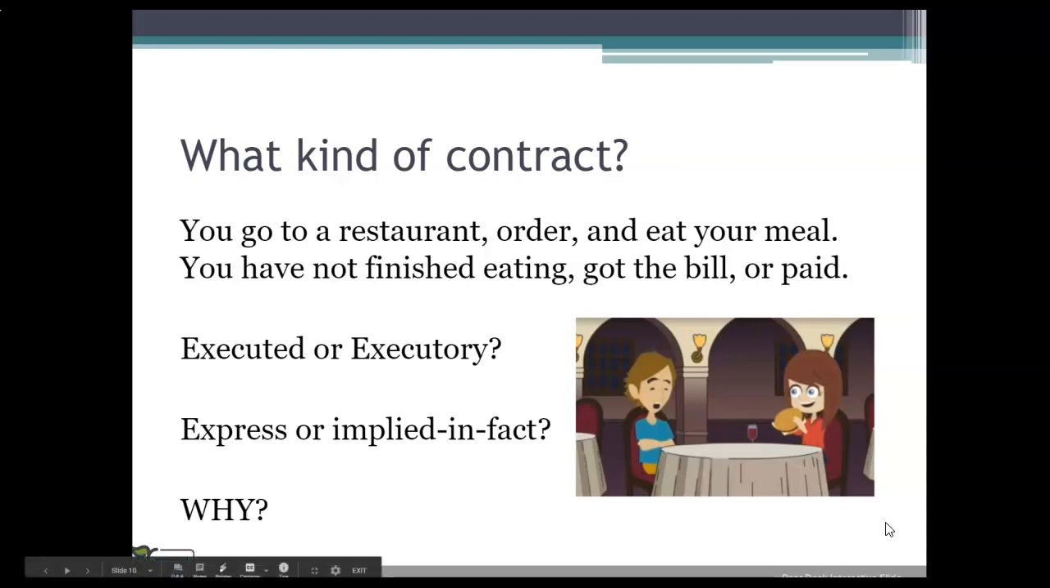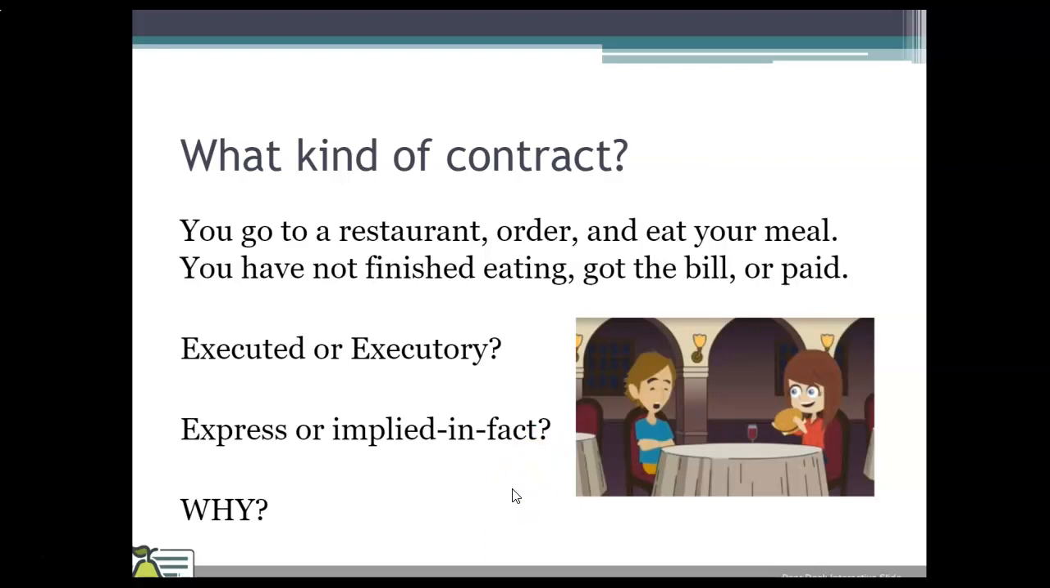So you go into a restaurant, order, and eat your meal. You have not finished eating, you haven't got the bill, and you haven't paid yet. Is it executed or is it executory? And you hopefully know that would be executory because you have not paid and completed the contract. Express or implied in fact? Well, this would be implied because we sat down to eat, but we didn't have a conversation or put it in writing that we were going to pay when we were done. It's just assumed based on our conduct. So that's an example of that.